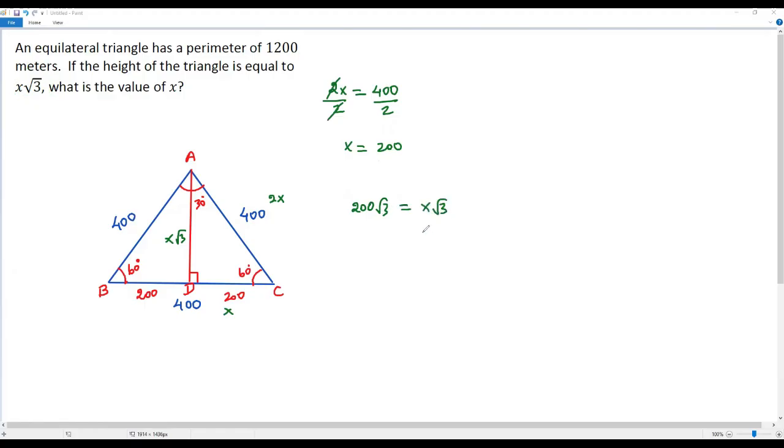So we can equate them. Now let's divide both sides of this equation by square root of 3. The square root of 3 and square root of 3 will cancel out. And we get 200 equals x. Here I got the value of x. It is 200.